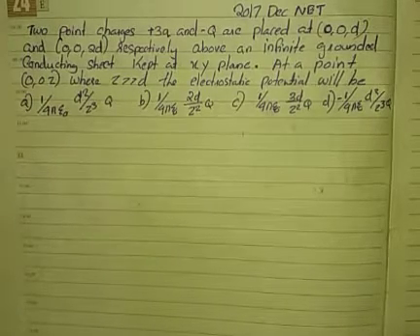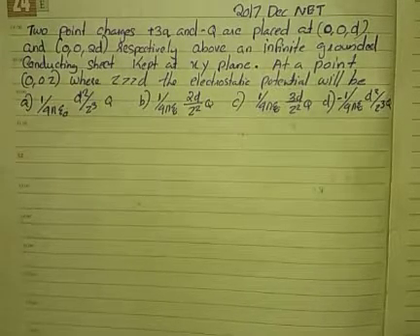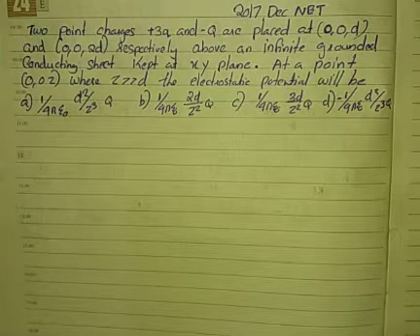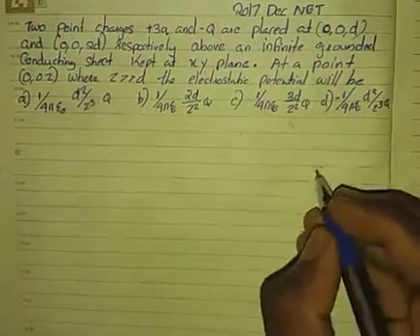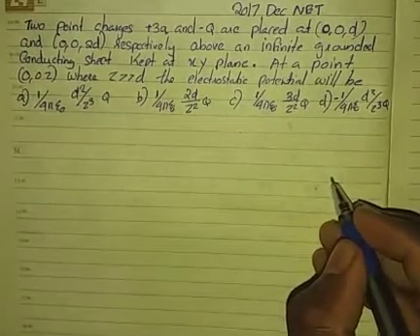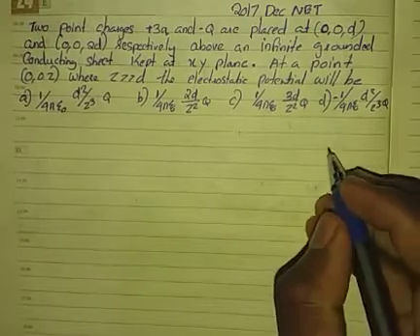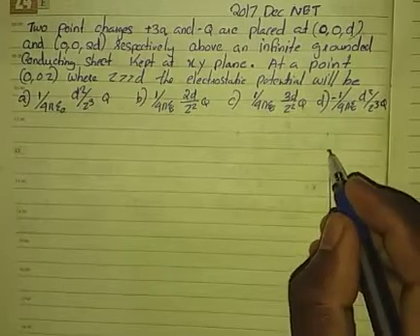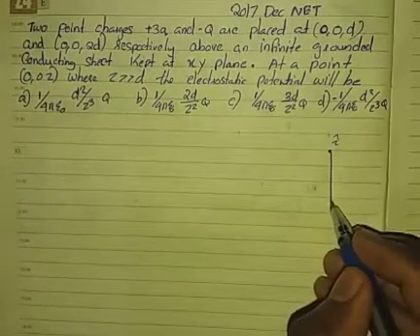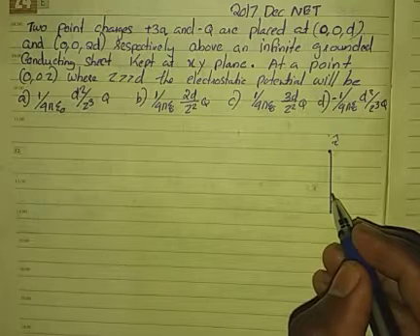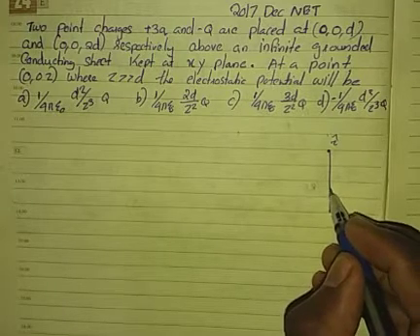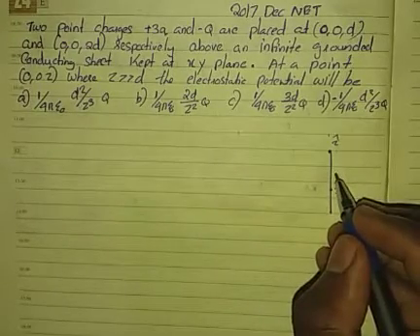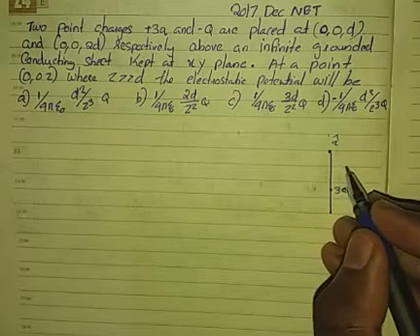Hello guys, this was a question which was asked in the NET 2017 December exam. The question is that two point charges, plus Q and minus Q, are placed at 0, 0, D. Which means that on the Z axis there is a point charge 3Q at 0, 0, D, and then there is another charge minus Q at point 0, 0, 2D.